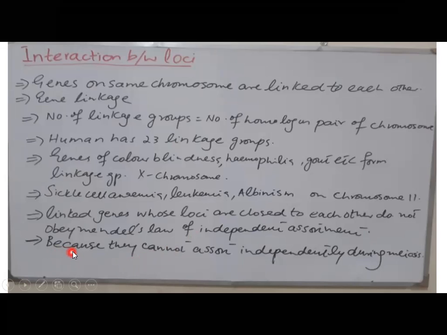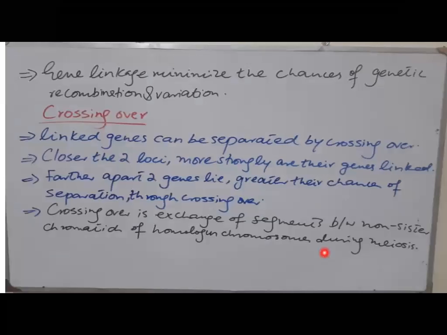They cannot assort independently during meiosis because they are too close to each other. That's why we can't separate them during meiosis. So gene linkage minimizes the chances of genetic recombination and variation. But there is a process of crossing over in which linked genes can be separated. The closer the two loci, the more strongly their genes are linked, and the further apart two genes lie, the greater their chance of separation through crossing over.